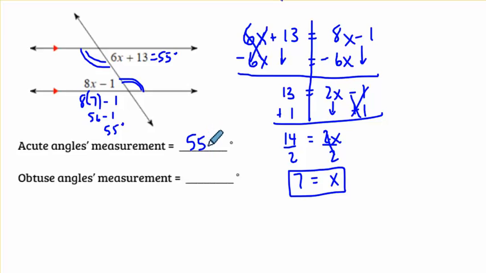So if you've got 55 degrees already and we need to know the obtuse angle, all we need to do is just subtract 180 minus 55. And we're going to need to borrow. 10 minus 5 is 5. 7 minus 5 is 2. Bring down the 1. And so this answer is 55 degrees for the acute and 125 degrees for the obtuse.